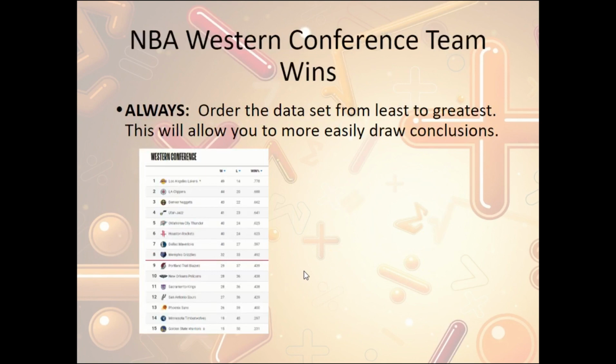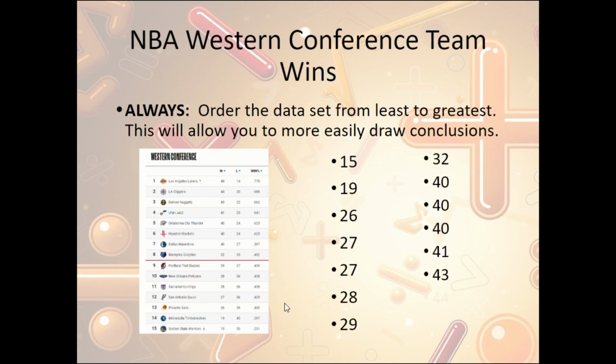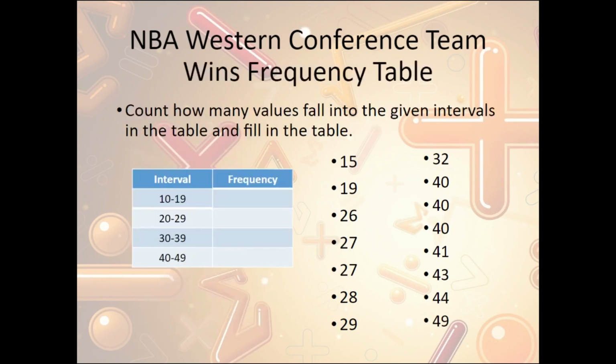Let's look at another example. Again, we look at the win totals here, and we're going to put them in order from least to greatest. So we have 15, 19, 26, 27, and so on. So we put these in order. And then once we have them in order, we can now create a frequency table here.